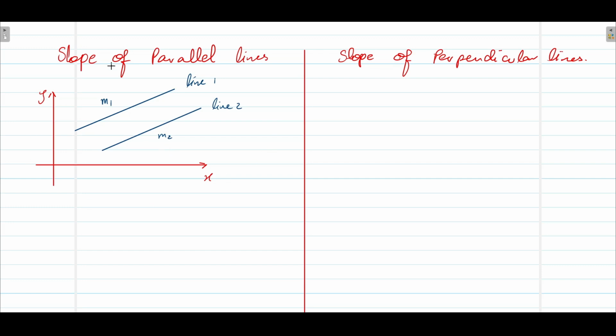So in case of parallel, if the lines are parallel to each other, that means they'll never meet each other at any point. They'll just keep moving forward with a certain distance from each other, and this distance always remains the same. So this distance never changes. And that's the reason these two lines are always at a certain distance and they never meet each other. So if lines are parallel, m1 will be equal to m2. In other words, the slope of line 1 will be equal to the slope of line 2.